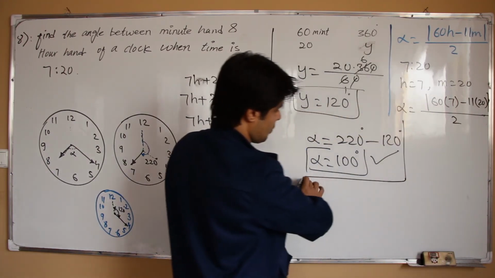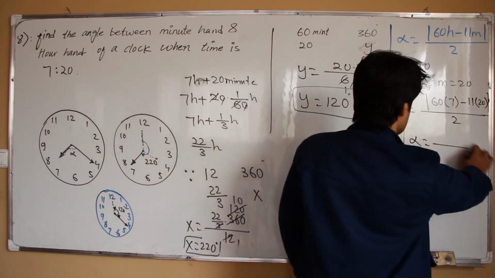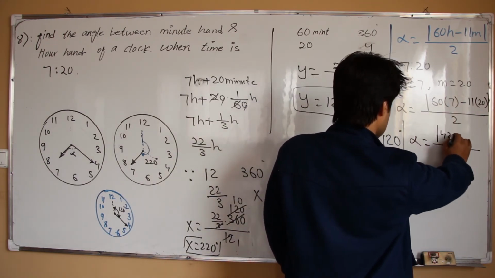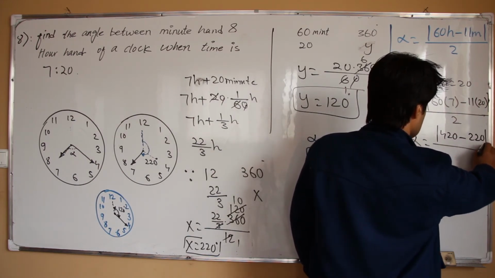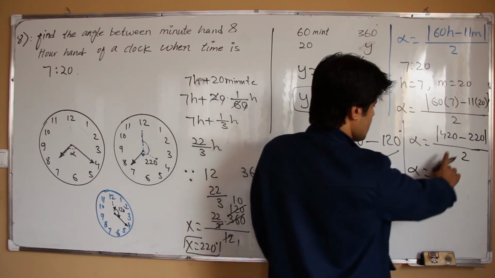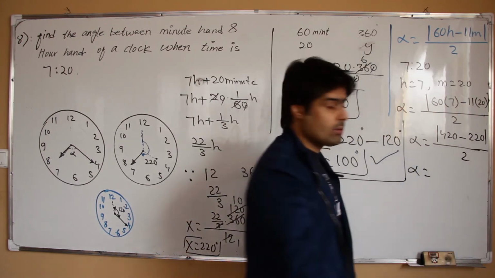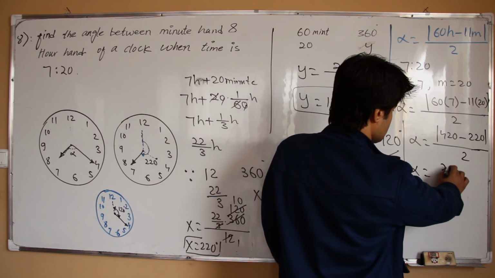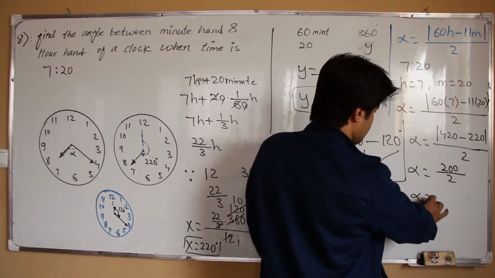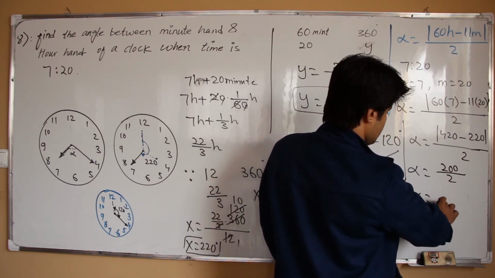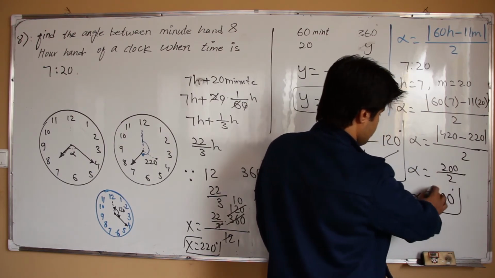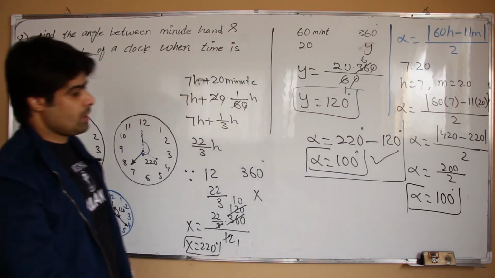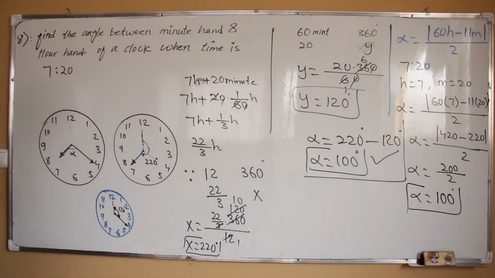I think you can solve. Alpha is 60 times 7, which is 420, minus 11 times 20, which is 220, divided by 2. Alpha is 420 minus 220, which is 200, divided by 2. I think it is 100. I think you have got it. It's very simple. Write it please.